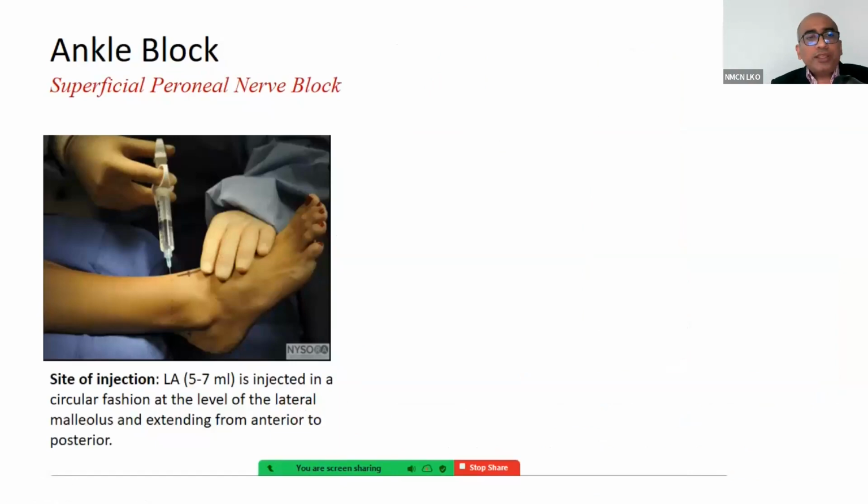So, in order to block this nerve, a subcutaneous infiltration is done above the level of the lateral malleolus from anterior to posterior. 5 to 7 ml of local anesthetic is injected.